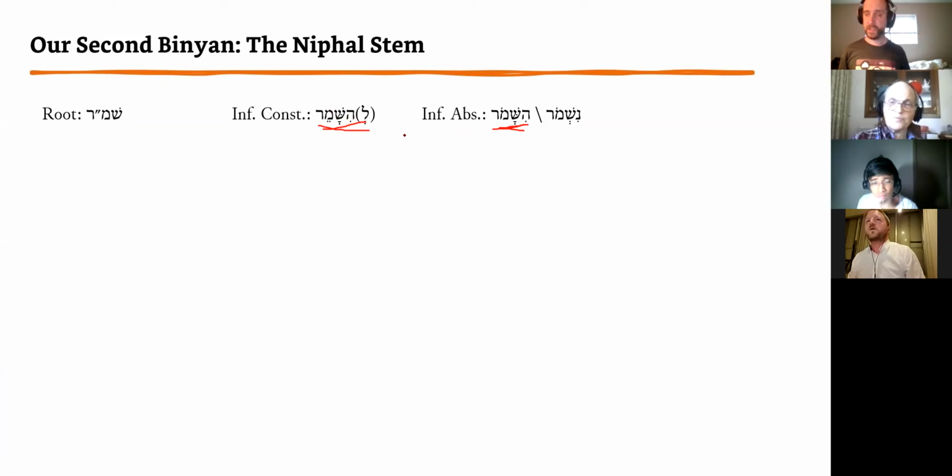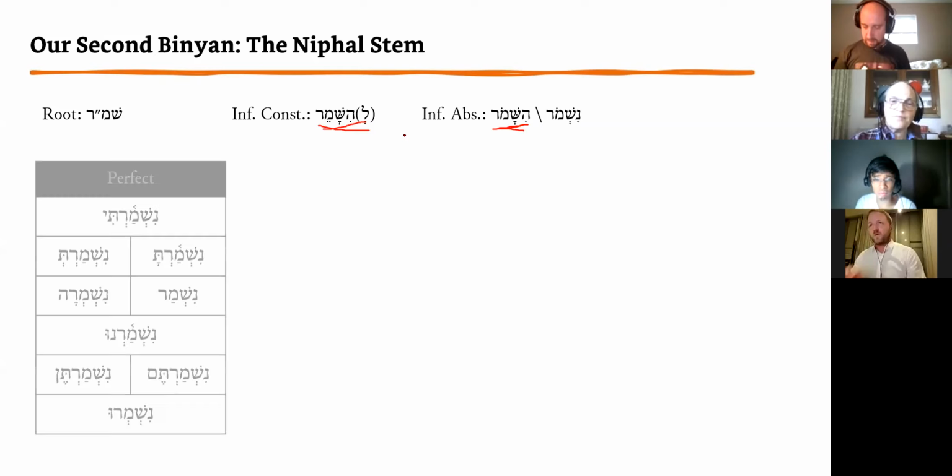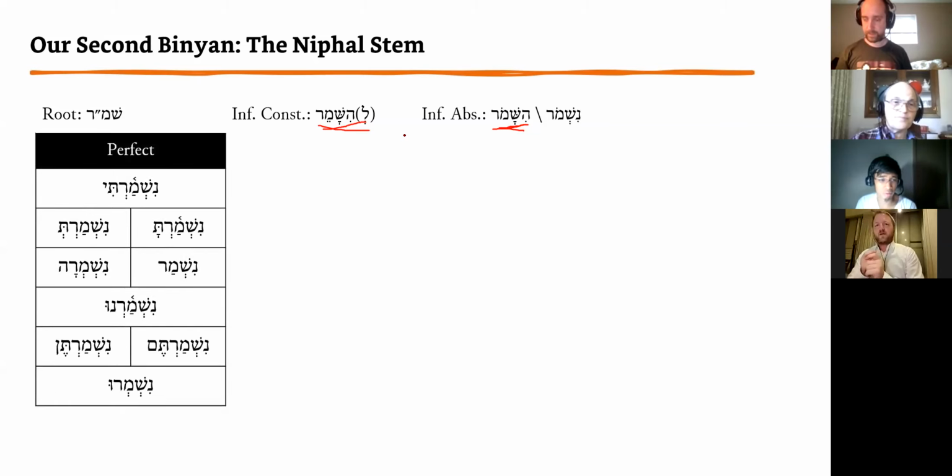It's more important to look at the perfect and see that it has the same endings as the kal, and look at the imperfect and see that that also has the same prefixes as the kal. So once you've learned the kal system, it's easy to double up and to learn the other system. So that's what we're looking at now. The perfect. If you know that nishmar means he kept, that's the passive. Let's run through those forms just by adding the endings on, just like we did with the kal.